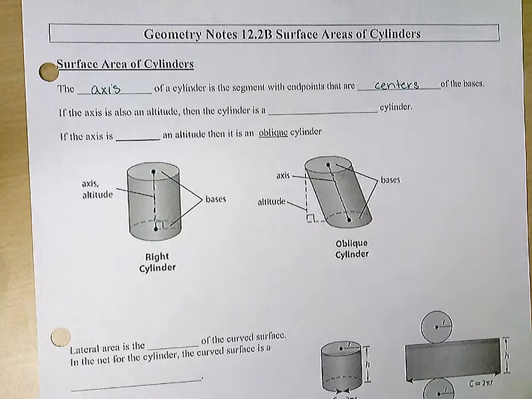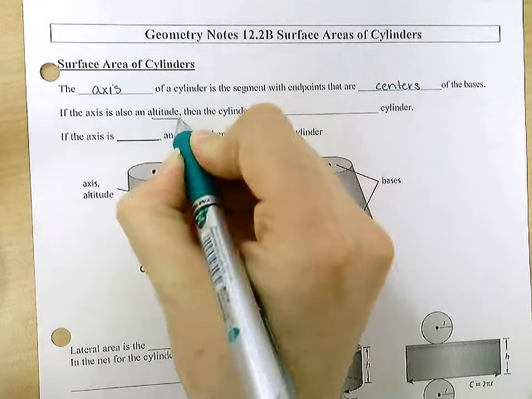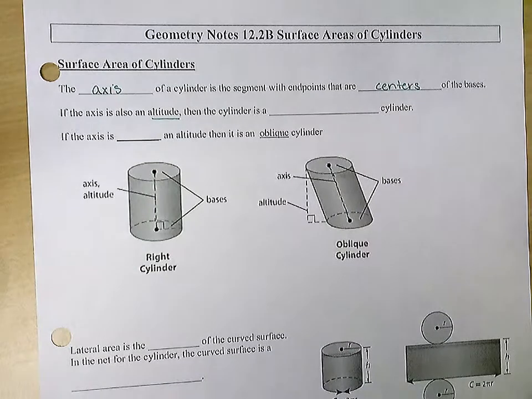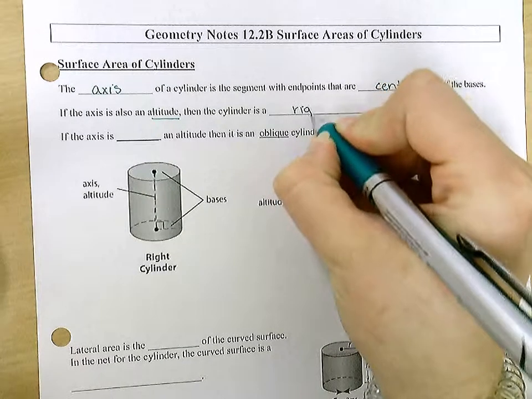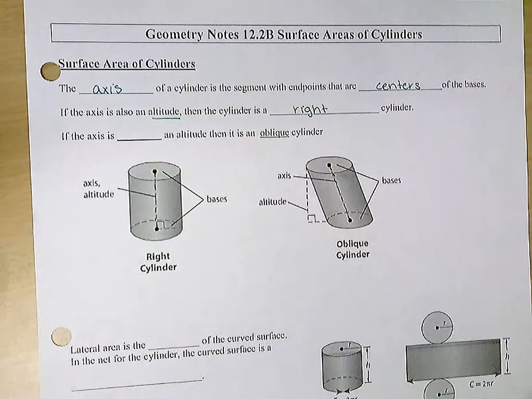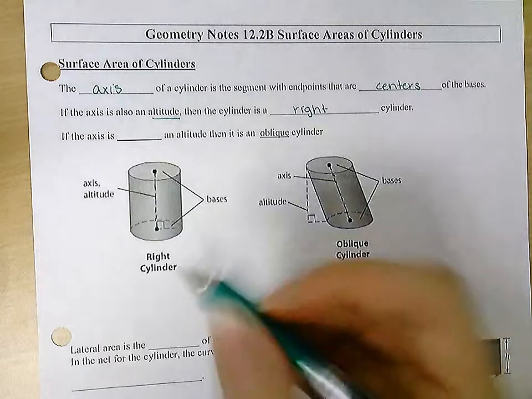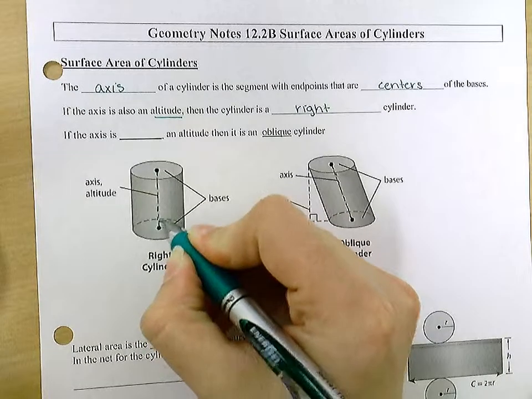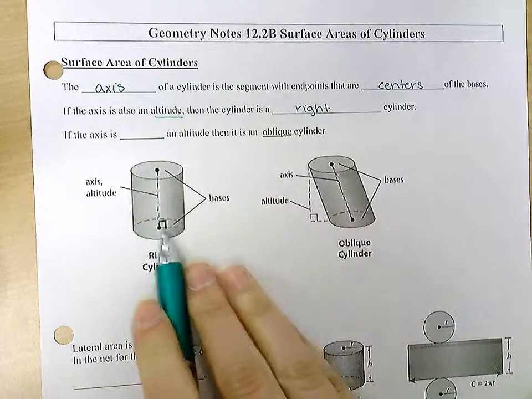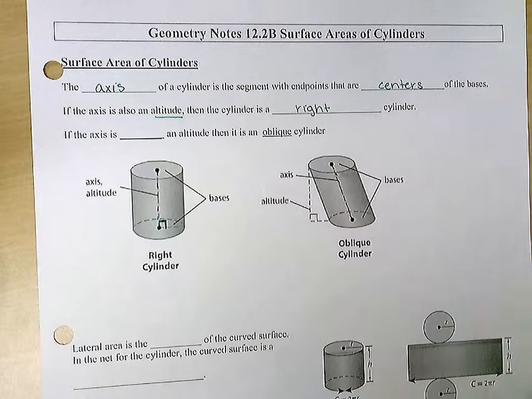If the axis is also an altitude, then the cylinder is a right cylinder. Okay, altitude again meaning it is the distance between your two bases. It's the height of that cylinder. That's what altitude means. If it is perpendicular, it's this right cylinder here. So it has to be perpendicular to that base.